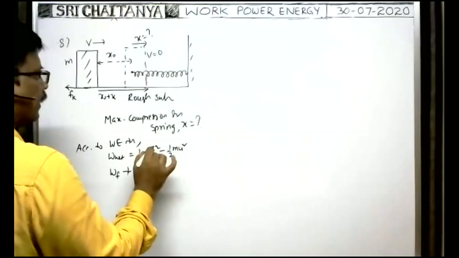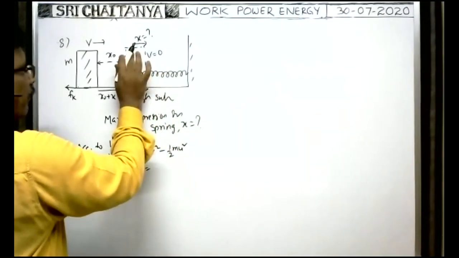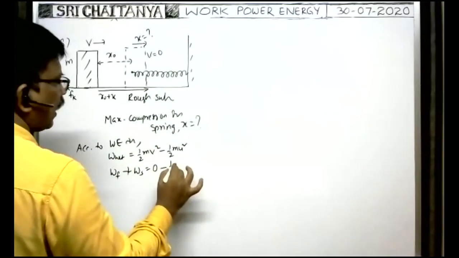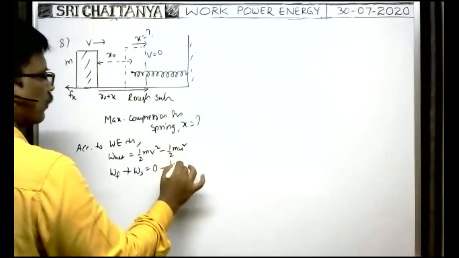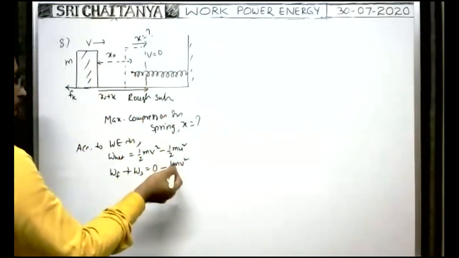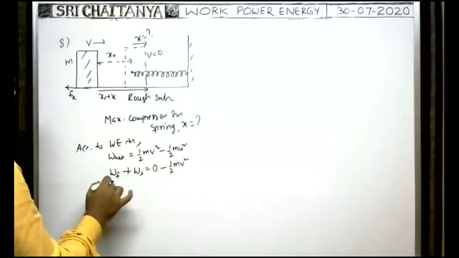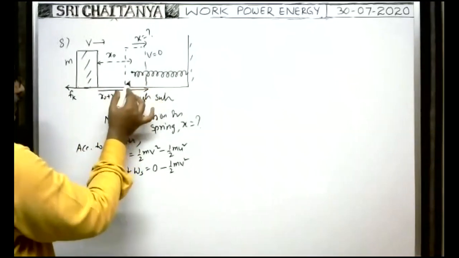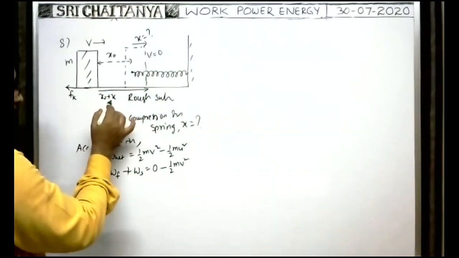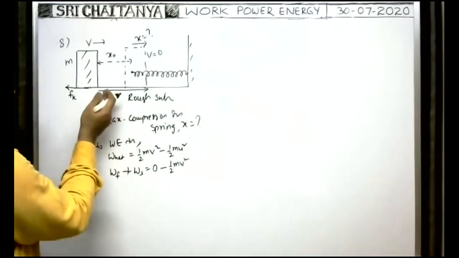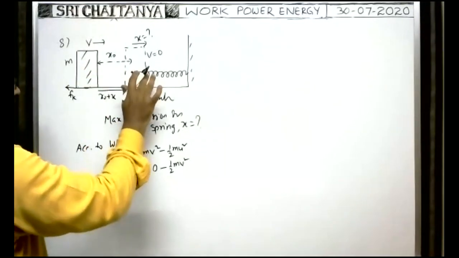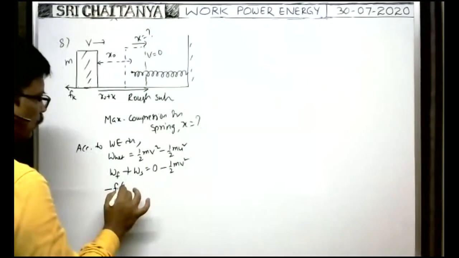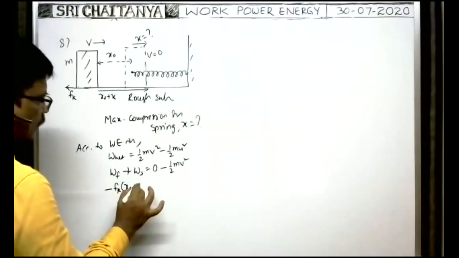This is equal to the change in kinetic energy. Final kinetic energy, when the block comes to rest, is 0. Initial kinetic energy is half m v square. What is the work done by friction? Before coming to rest, the block travels a distance equal to x naught plus x. Friction is in this direction, and displacement of the block is in the opposite direction. That's why the work done by friction is minus fk into displacement, that is x naught plus x.